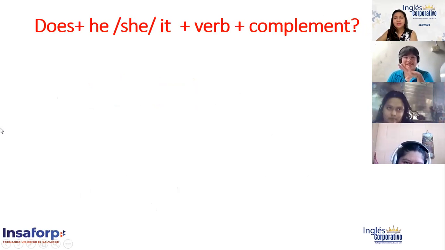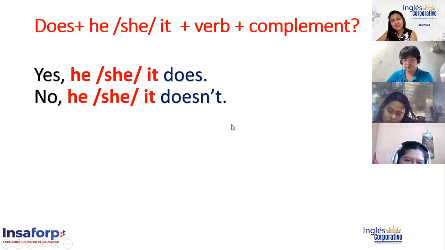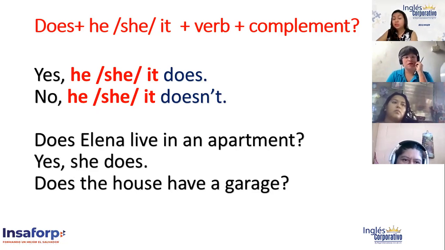Okay. Does is used for third person singular. He, she, and it. He, for example, Manuel. She, for example, Petronila. It, for example, the house, the car, the garden, the computer, the class, etc. So does plus the third person singular plus the verb in base form and the complement. Example. And the answer will be yes, he, she, or it does. Or no, he, she, it doesn't. The question, does Elena live in an apartment? Does Elena live in an apartment or does she live in an apartment? Answer. Yes, she does. Or no, she doesn't.